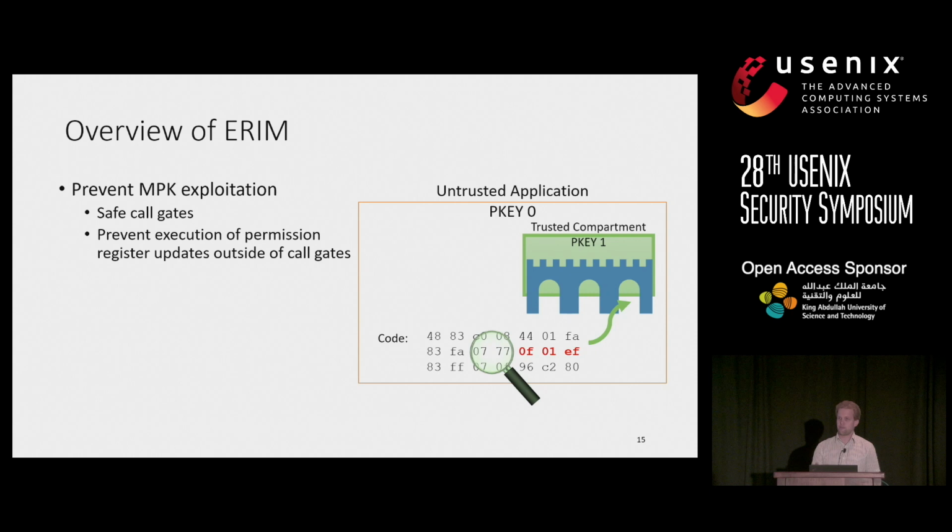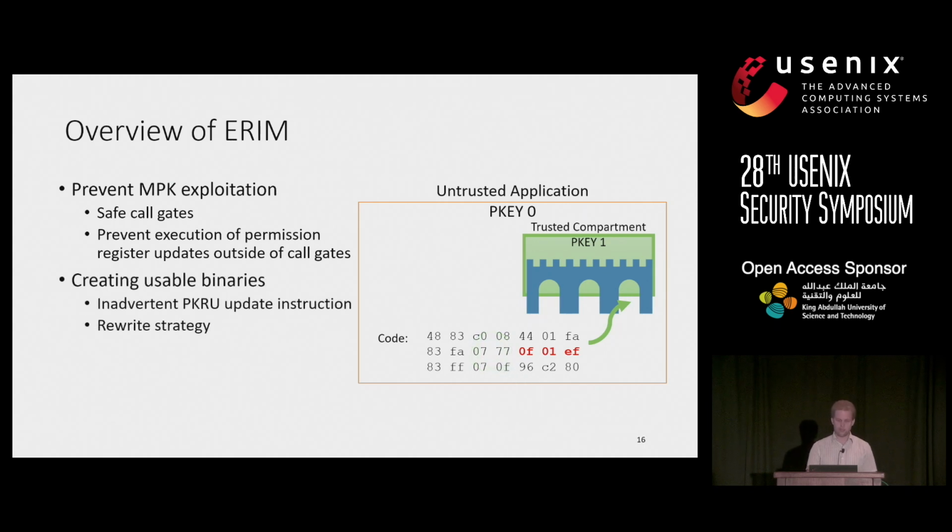ERIM prevents this by vetting all executable memory before enabling the execute permission. In case ERIM finds a violating instruction, it would simply halt the execution. At this point, the attacker is unable to circumvent ERIM's isolation guarantees. In the process, though, ERIM may stop the execution of some applications.